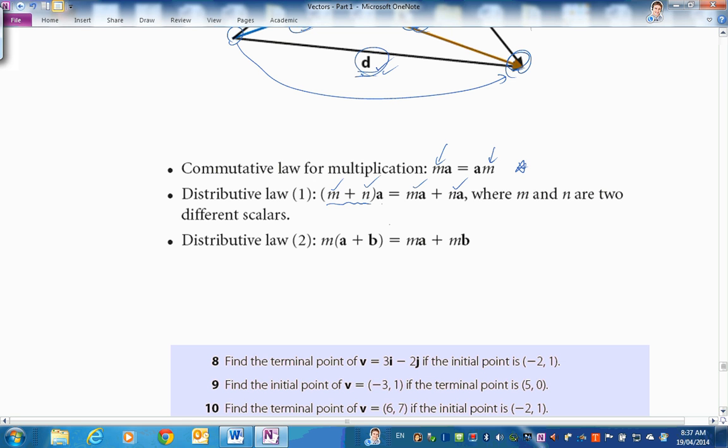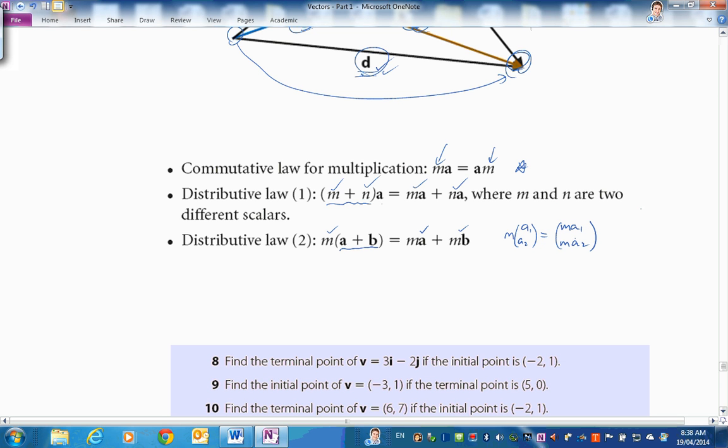Also, because that is a scalar multiplication, you're multiplying both components by the same number, so it's going to be able to be distributed over the two. Distributive law number 2 here: if you add up a and b and then multiply it by m, it's the same as multiplying a by m and then adding m times b, for the same reason, and that comes back to the scalar multiplication of a vector. It's m times the x component and m times the y component, that idea.